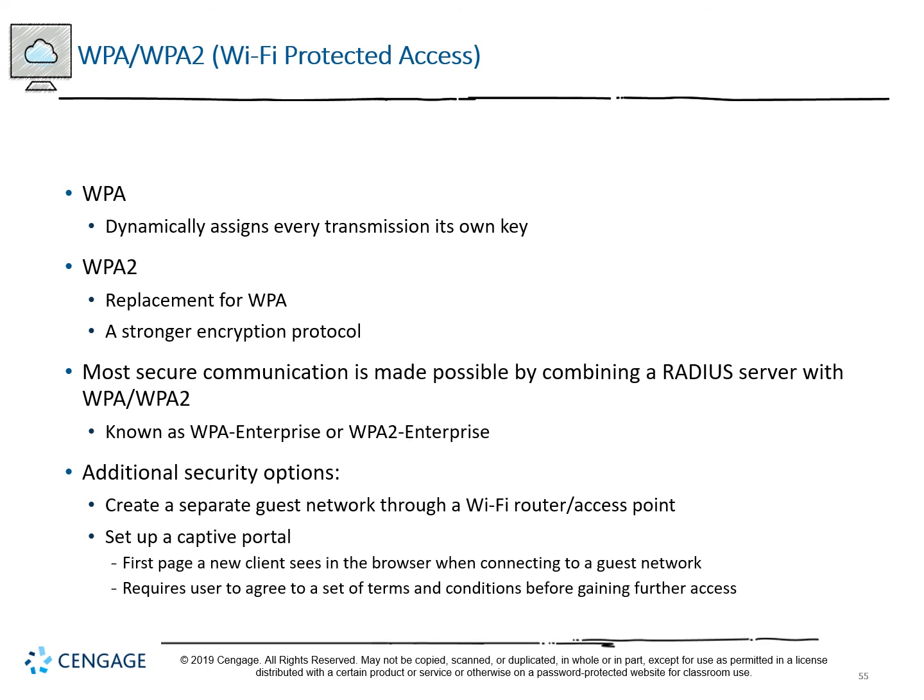Additional security options would be things like setting up a separate guest network. A lot of at-home SOHO routers now facilitate creation of a guest network just by clicking a slider. Setting up a captive portal. Essentially, the first page that a client sees in the browser when connecting is to require them to agree to a set of terms and conditions before gaining further access. If you go to Barnes & Noble, if you go to the library and you connect to their Wi-Fi, there will often be a capture page that you will have to acknowledge first before moving on to the next sequence.